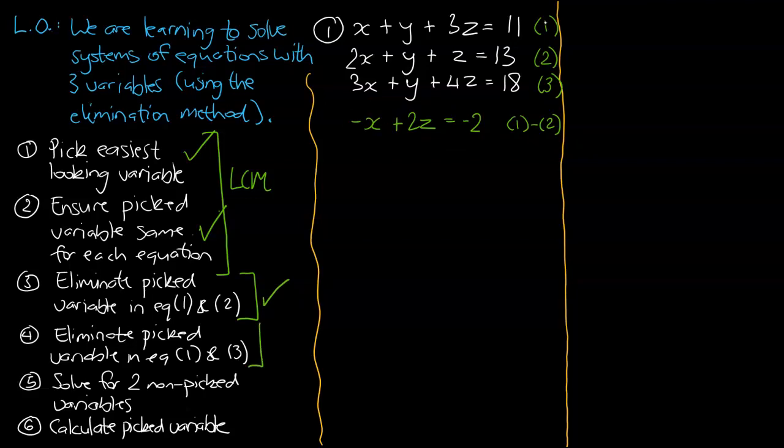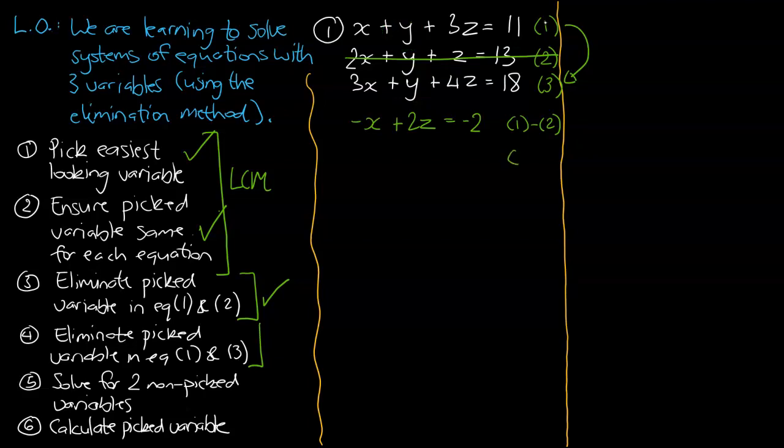Moving on to stage number 4, down the middle-ish there, I now need to eliminate the picked variable from equations number 1 and 3. So same thing, equations number 1 and number 3. This one's a bit annoying because we've got to pretend that the one in the middle doesn't exist. We need to do the same elimination process. We're dealing with y and y. So again, subtraction means y minus y is 0, and I've eliminated the y variable.